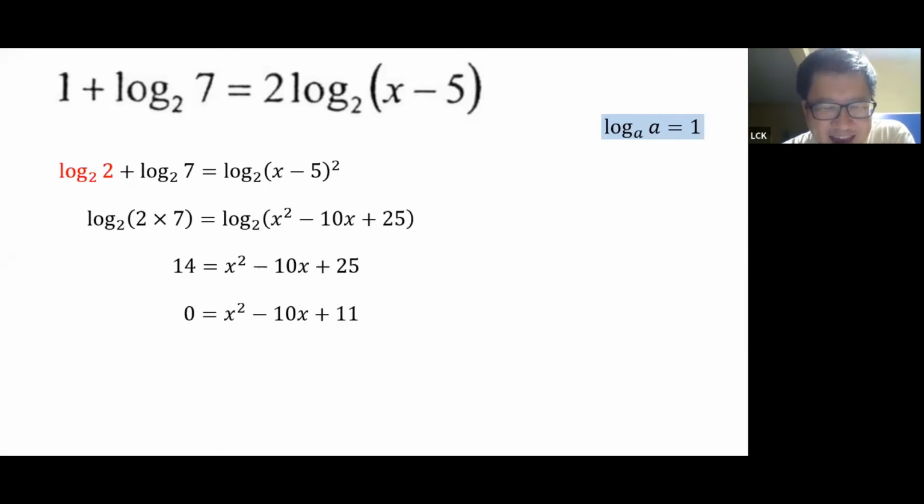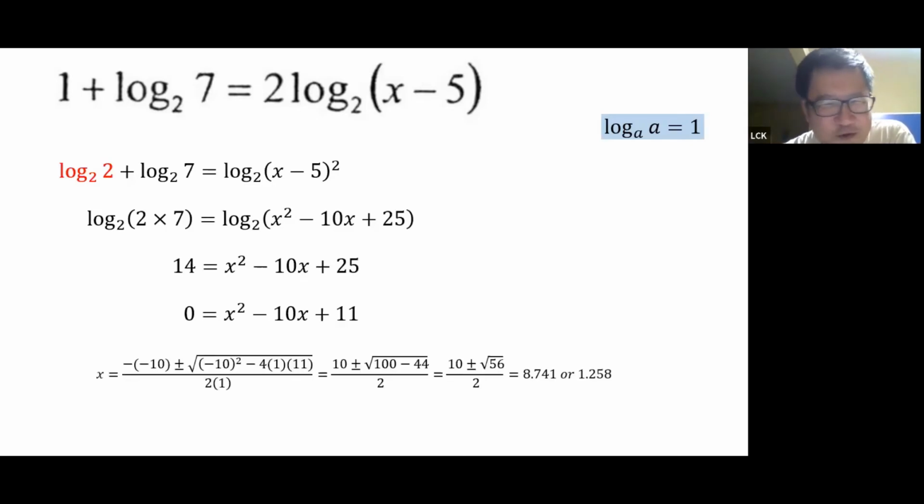Now, once I've done that, you know the drill. Form your quadratic equation, and believe it or not, it looks like this can be solved using factorization. It cannot. It absolutely cannot be factorized. So I've used the quadratic formula to solve it, as we've gone through already, and I get two answers, 8.7 and 1.2. I'm going to knock that out. And why am I not knocking this out so quickly? Because 1.258 minus 5 is going to give me a negative number.